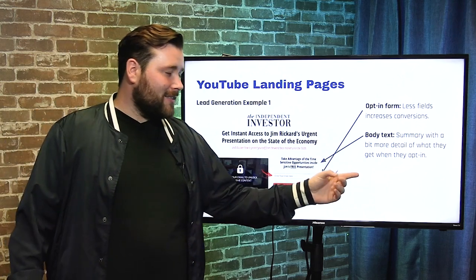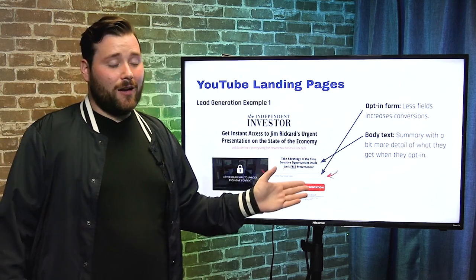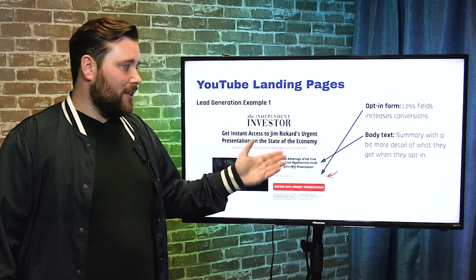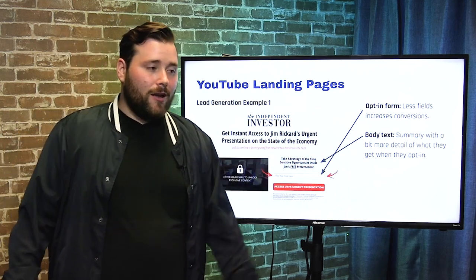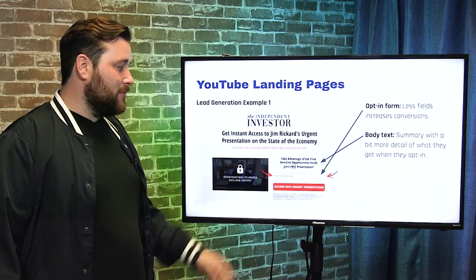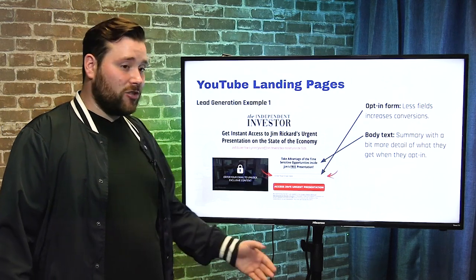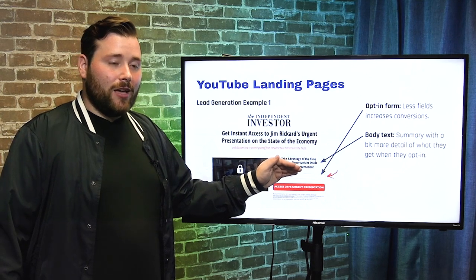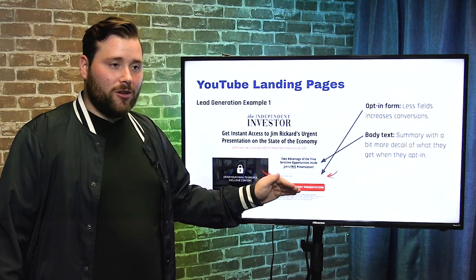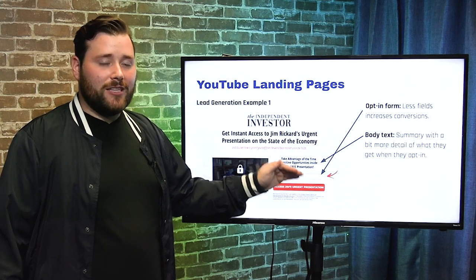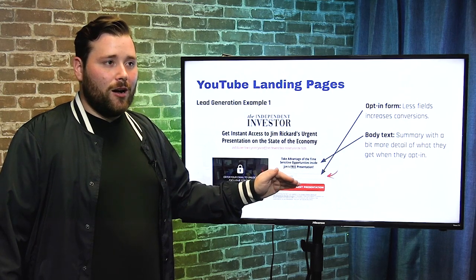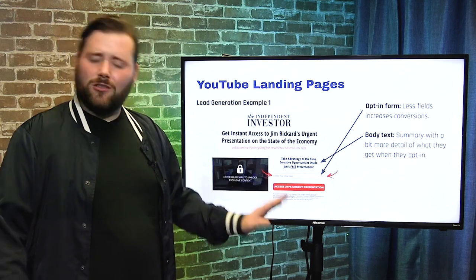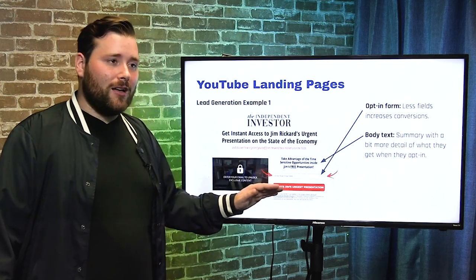In the body text, if I can get rid of this, I will. But you basically want a summary with a bit more detail of what they will get, okay? Now, here I just put take advantage of the time-sensitive opportunities inside Jim's free presentation. That's great, too. You could also do a bullet point that articulates additional benefits that they will receive, right? So discover this breakthrough, discover this secret, discover different bullets, 3 to 5 bullets, no more than that.